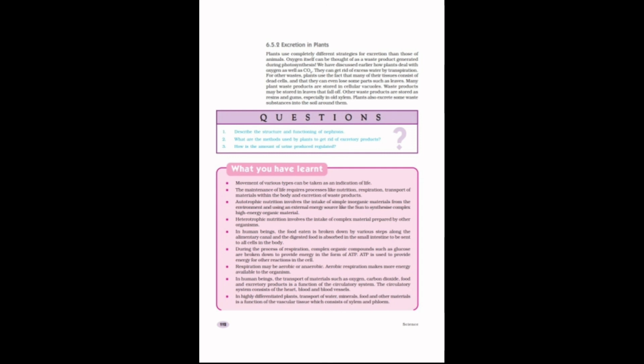In human beings, the transport of materials such as oxygen, carbon dioxide, food, and excreted products is a function of the circulatory system. The circulatory system consists of the heart, blood, and blood vessels. In highly differentiated plants, transport of food, minerals, and other materials is a function of the vascular tissues, which consist of xylem and phloem.